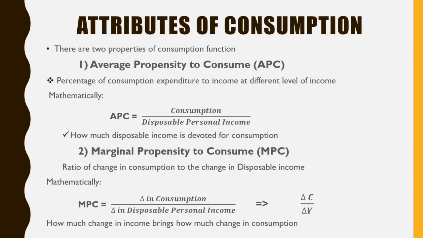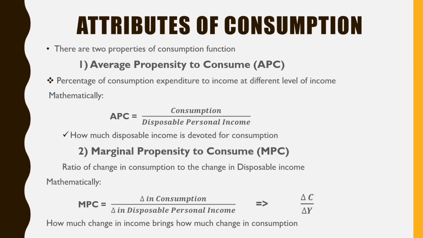Here we will explain the attributes or the properties of consumption function. There are two properties or attributes of consumption function, that is average propensity to consume and marginal propensity to consume. So what do the terms average and marginal propensity to consume mean?